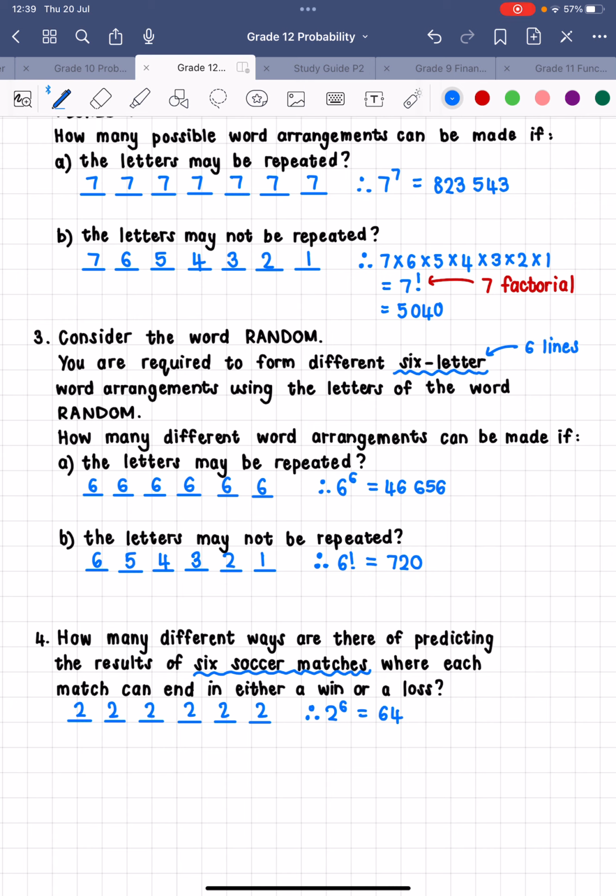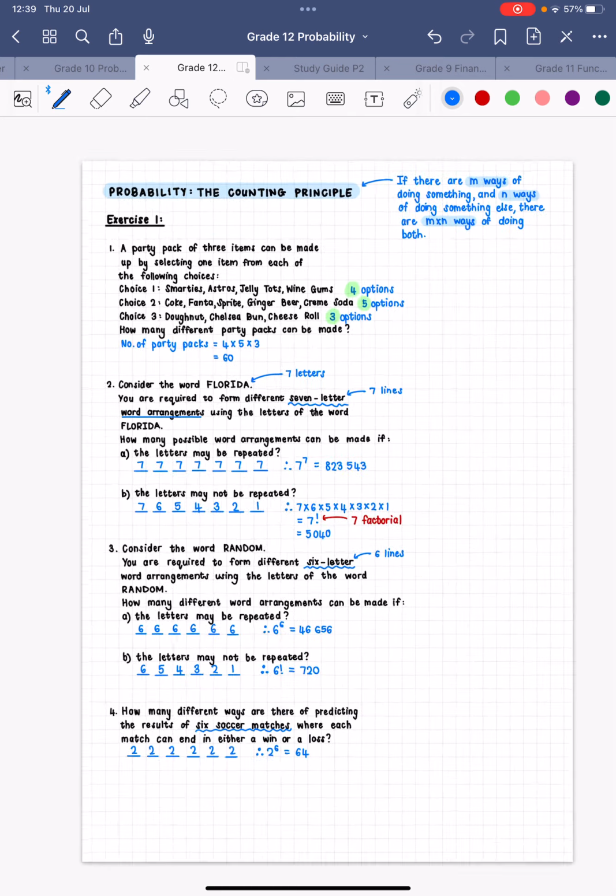Think about that next time you put in your parlay. Alright, so we started that one with number 4. Never mind, it's a bit of an inside joke.